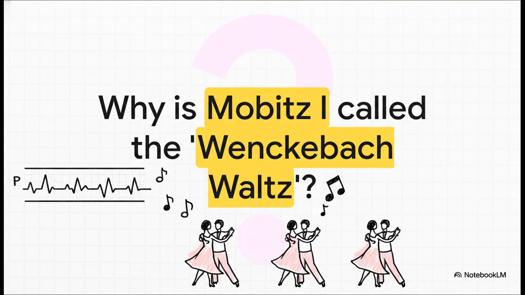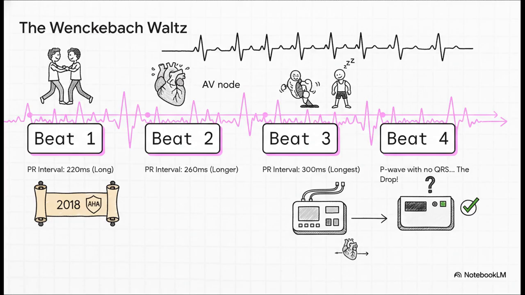Right, but when we get to second degree, things get much more interesting. So, Dr. Collins, why do they call Mobitz I the Wenckebach waltz? Because it has a distinct rhythm, Sarah. It goes longer, longer, longer, drop. The AV node is getting tired. It's fatiguing. This is usually nodal and benign, which is why you might see it in athletes or even during sleep. For this reason, Mobitz I rarely needs a pacemaker.